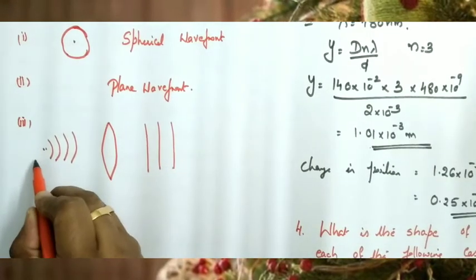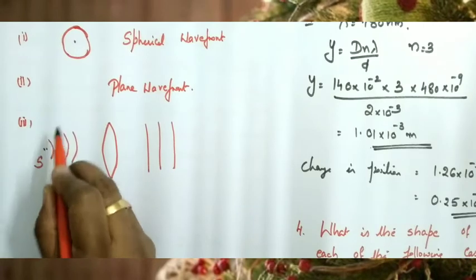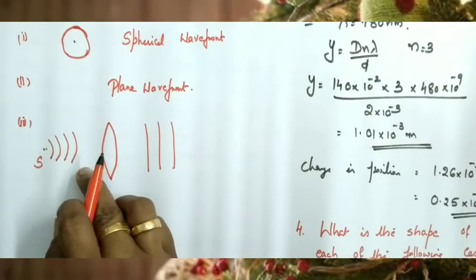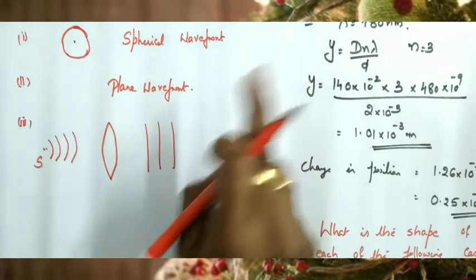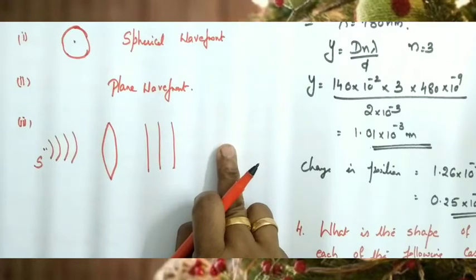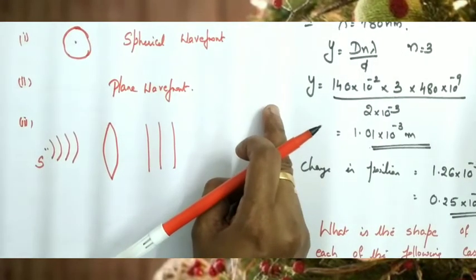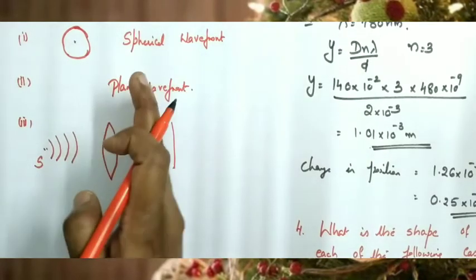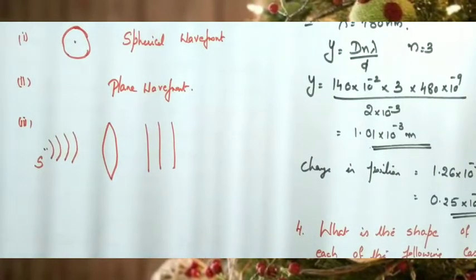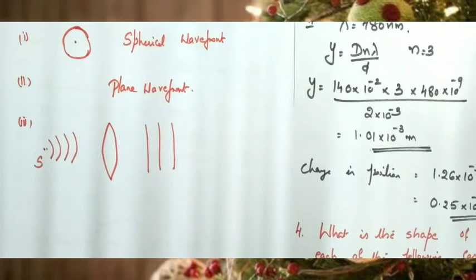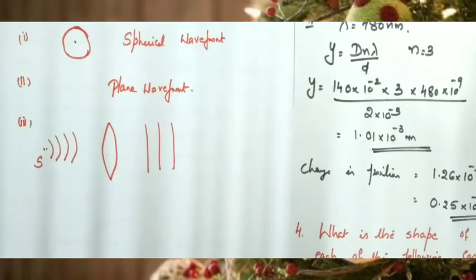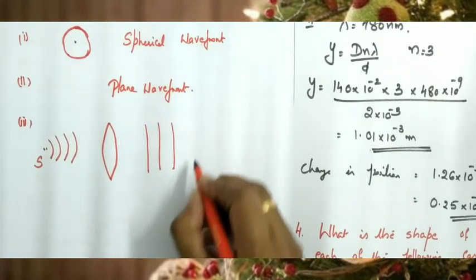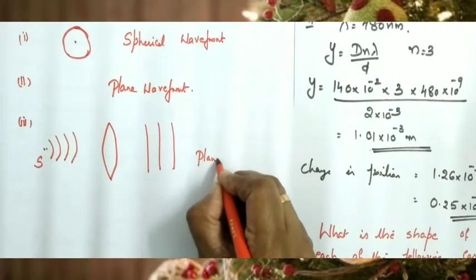Because here is the object, this is the object light source, around it wavefronts are always spherical. But we know that when the object is at the focus, the image is formed at infinity. And for an infinite source, what is the shape of the wavefront? They are always plane. So this represents the plane wavefront. So the answer for light emerging out of a convex lens when the object light source is placed at the focus is a plane wavefront.